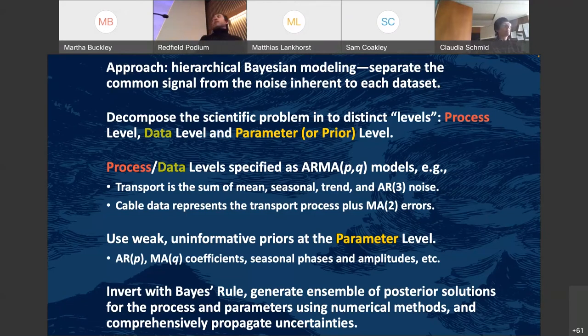Okay. And the final level is what you can call a parameter or a prior level. This closes the model. And what you do is you specify your prior belief about all of the parameters, be they error variances, decorrelation time scales, et cetera, that appear in your process and data levels.